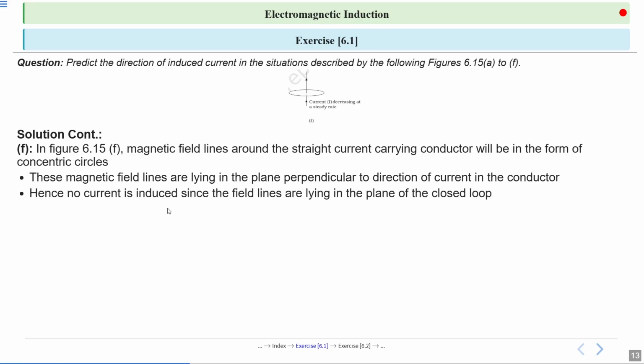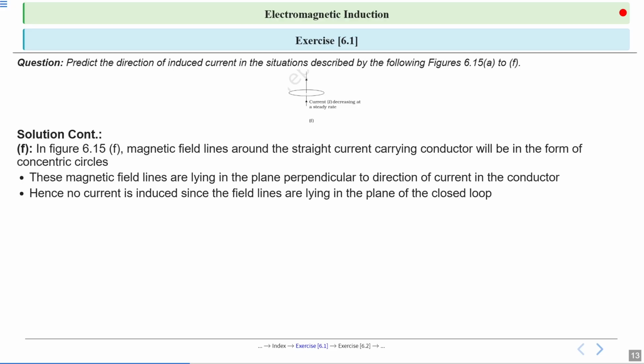So hence no current is induced since the magnetic field lines are lying in the plane of the closed loop. So this is the closed loop. We have to find the magnetic flux through it. Since magnetic field lines are in the same plane, that means B dot A, cos theta. Theta is the angle between the area vector and the magnetic field. The area vector will be perpendicular to the loop. And the magnetic field is in the plane of the loop. So the angle between area vector and magnetic field is here 90 degrees.